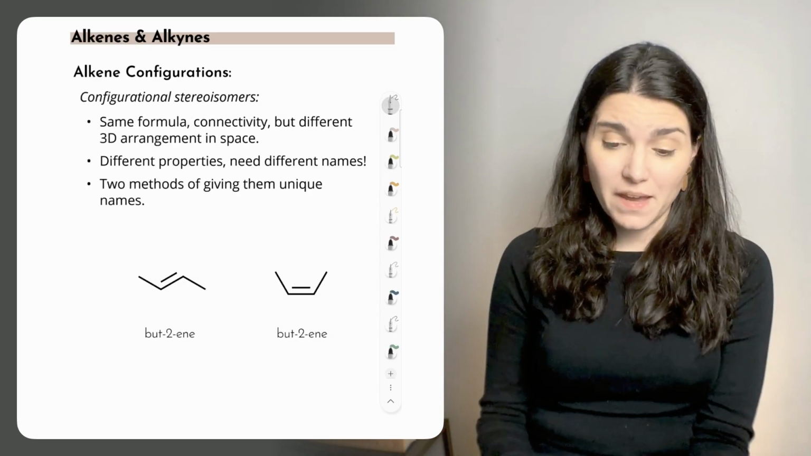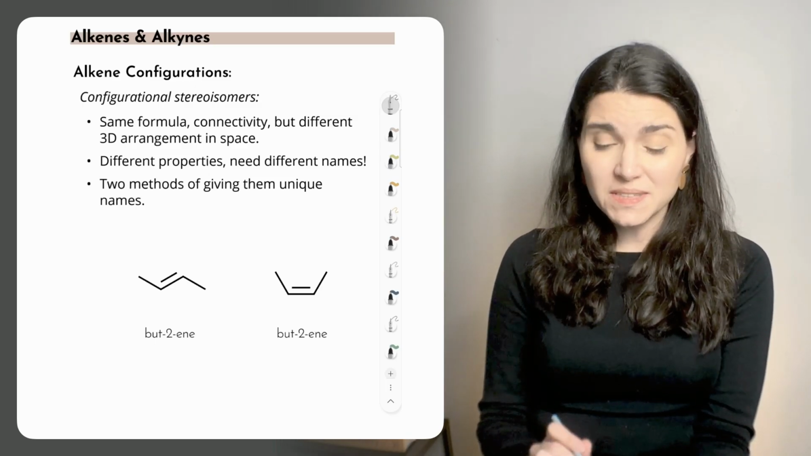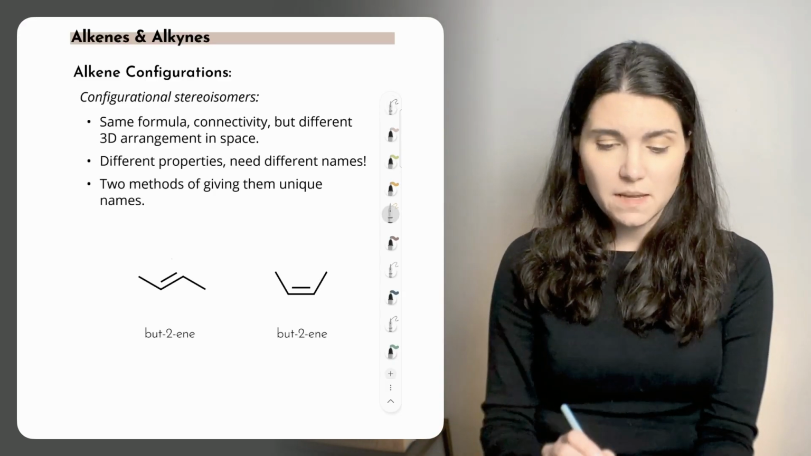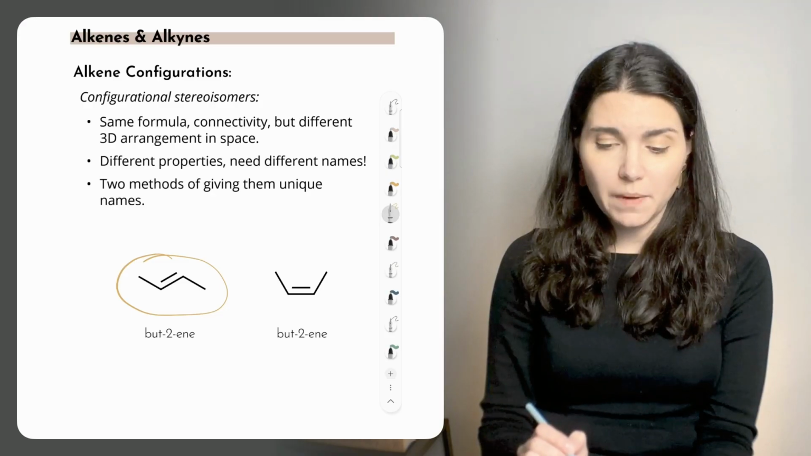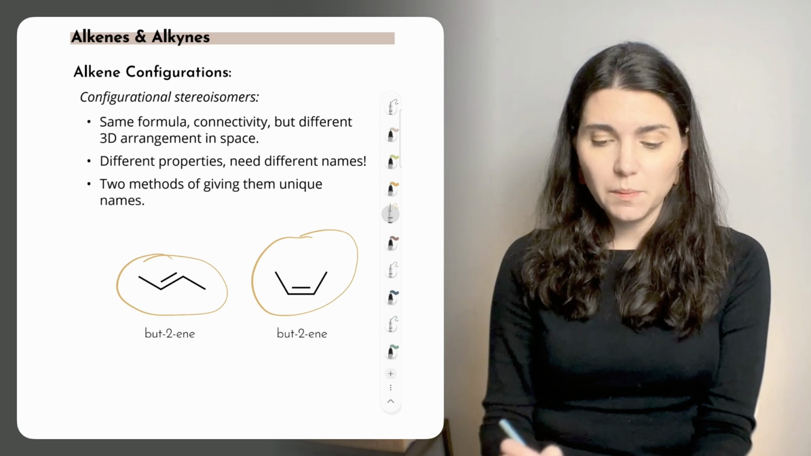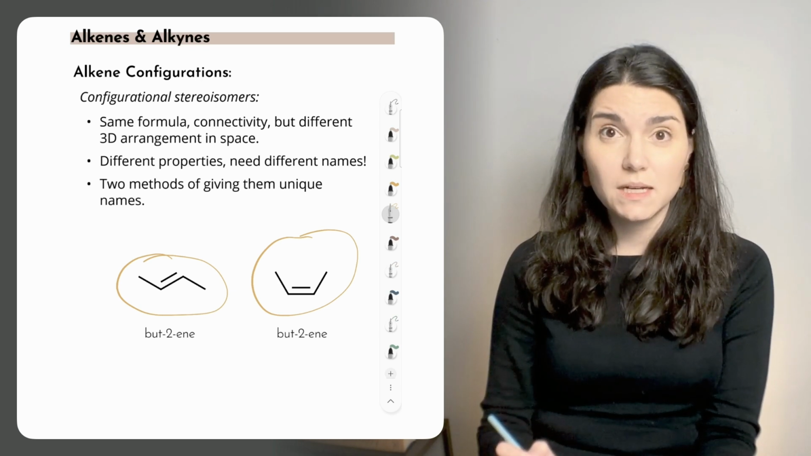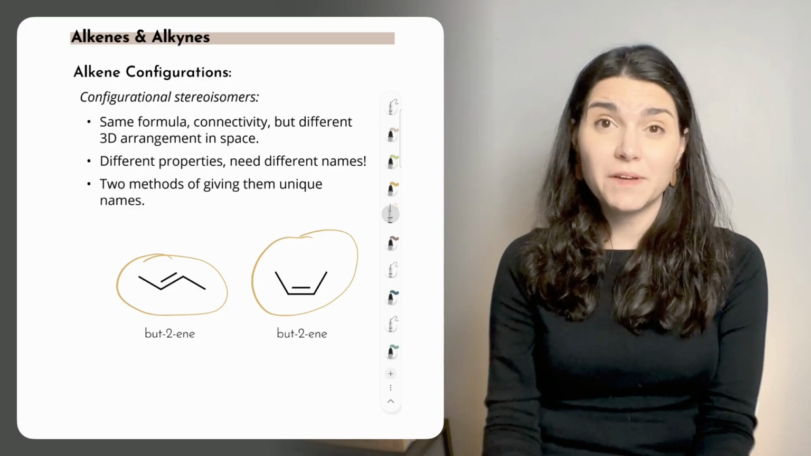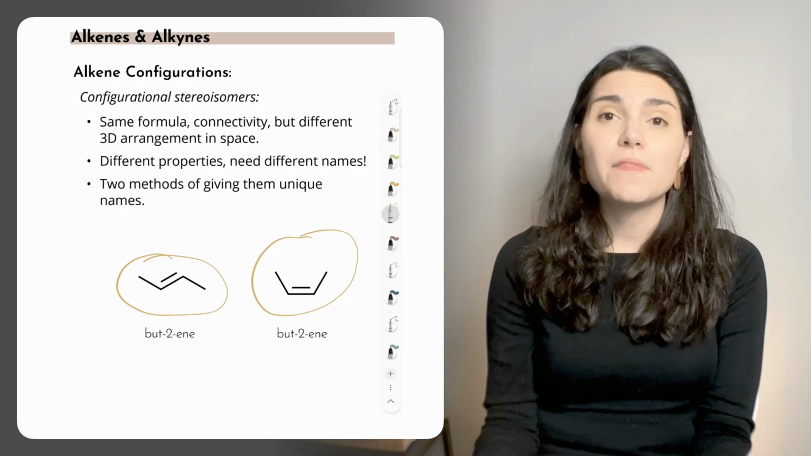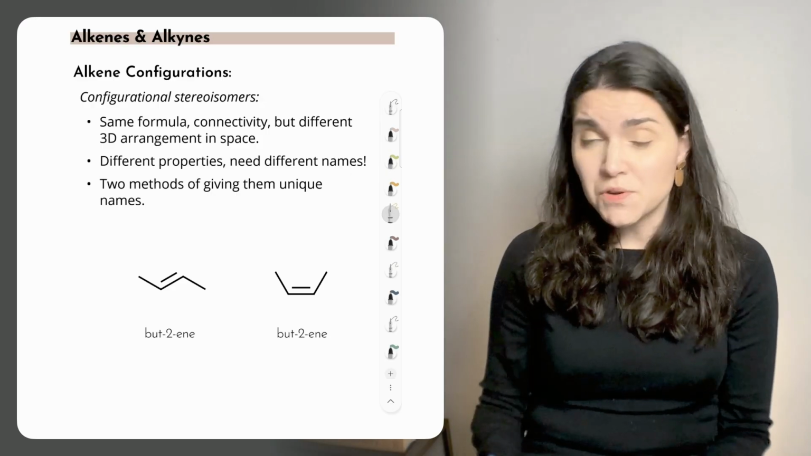But wait, we have a problem. If we look at these two molecules on the bottom of this page, it turns out that we would name them both but-2-ene. So on the previous page, we just named this molecule here but-2-ene, but this molecule on this side also has 4 carbons and it has a double bond that starts on carbon 2. So we would also call this molecule but-2-ene. These two molecules are configurational stereoisomers. So that means they have the same formula, the same connectivity, but the three-dimensional arrangement of their atoms in space is different. Double bonds are not free to rotate.